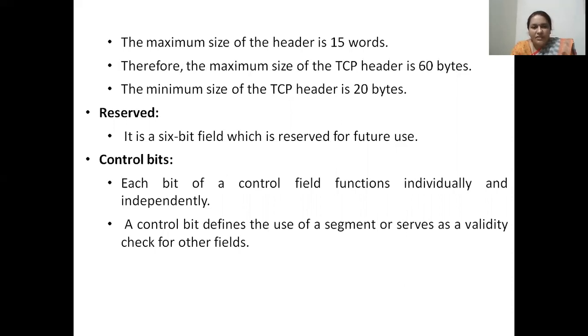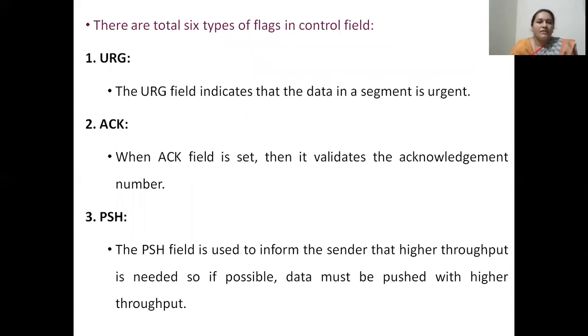The control bits, there are 6 control bits. Each bit of the control field functions individually and independently, and they serve some special purpose for some validity check or for use by the segment. There are 6 types of flags in the control field. They can be called control flags as well. The first control flag is the URG flag. URG indicates that the data in the segment is urgent. It requires to be urgently delivered.